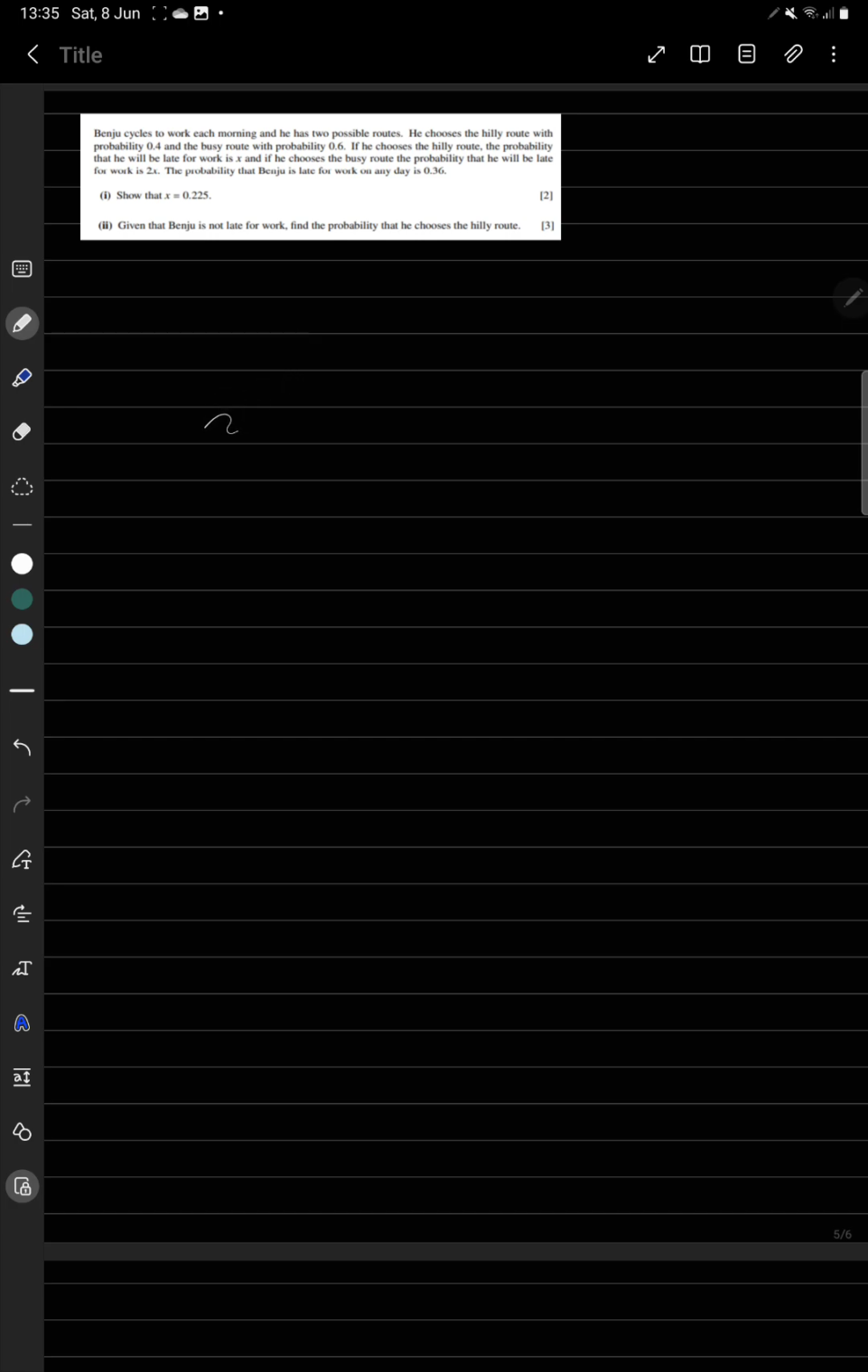He chooses the hilly route with 0.4 probability. So hilly, and the busy route with a probability of 0.6. If he chooses the hilly route, the probability that he will be late for work is x. So he has late, which is x. And if he chooses the busy route, the probability that he will be late for work is 2x.